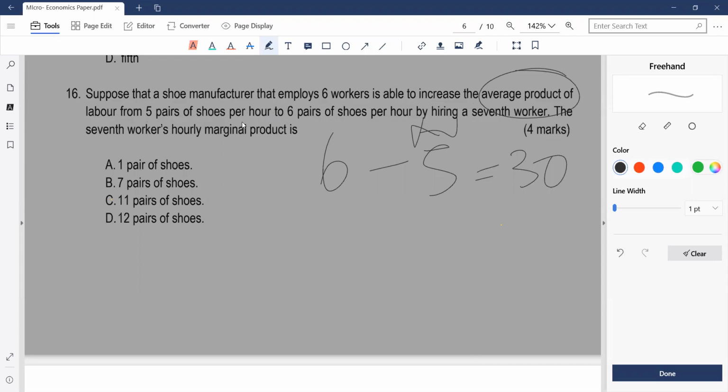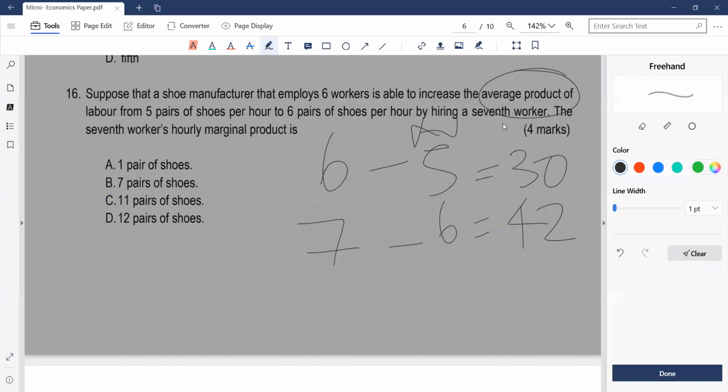Now it says from 5 pairs per hour to 6 pairs per hour by hiring the 7th. If we hire the 7th, we change the average product from 5 to 6. That means the total was going to be 42. Now we have hired the 7th. The average product has moved from 5 to 6. That means the total has moved from 30 to 42.